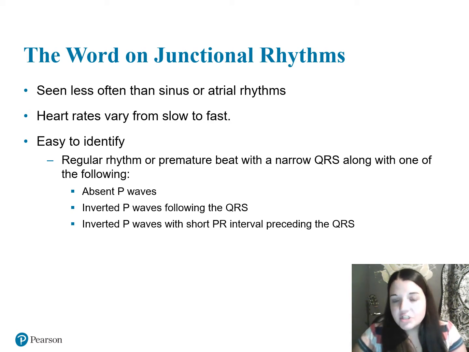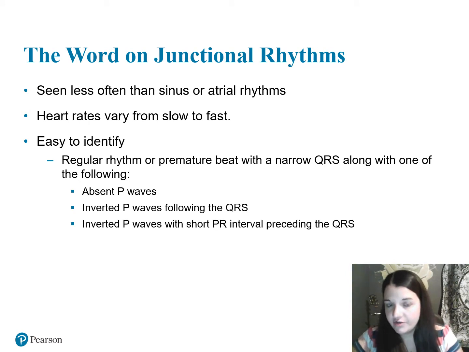So, the word on junctional rhythms: they are seen less often than your sinus or atrial rhythms. When you're looking at these rhythms and trying to determine whether it is sinus, atrial, AV, or ventricular, we know that AV is seen less often. The majority of the time, my rhythms are going to be sinus or atrial. AV rhythms are easier to identify. Why? Because of your P waves. P waves negative, where can it come from? AV junction. P wave behind that QRS and negative, AV junction.